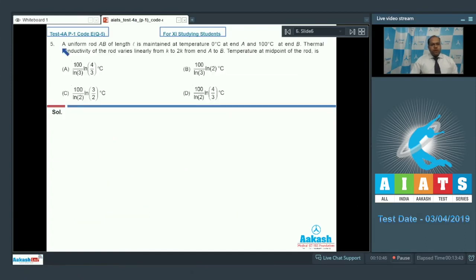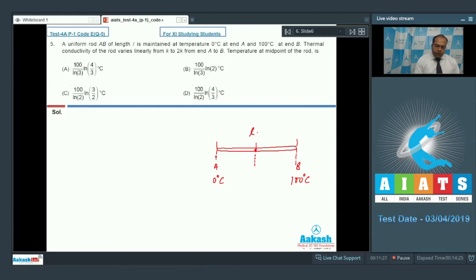In question number 5, a uniform rod AB of length L is maintained at temperature 0 degrees Celsius at end A and 100 degrees Celsius at end B. Thermal conductivity of the rod varies linearly from K to 2K from end A to B. The temperature at the midpoint of the rod is. So this is a rod and its length is L. End A is at temperature 0 degrees Celsius and end B is at 100 degrees Celsius. This is the midpoint, and we have to find the temperature of the midpoint of this rod.